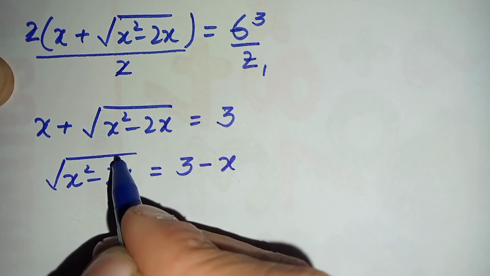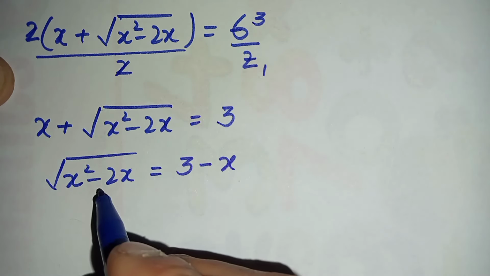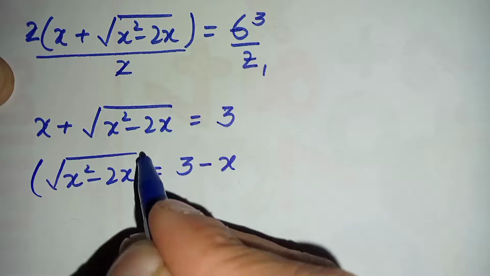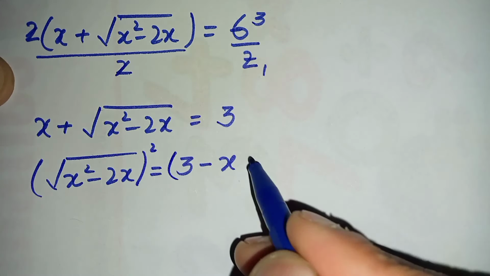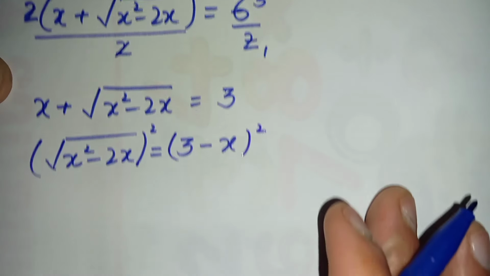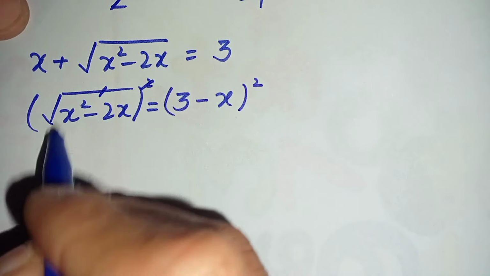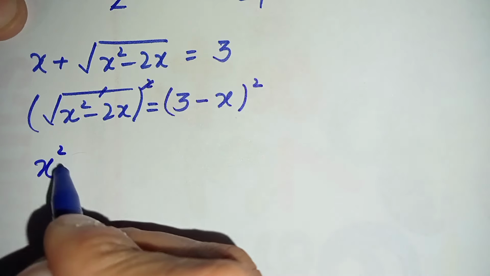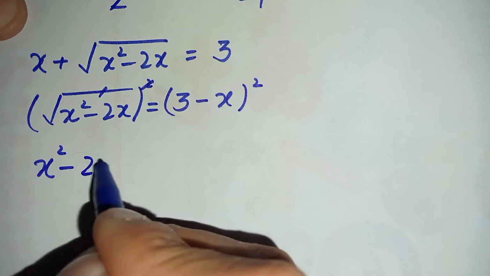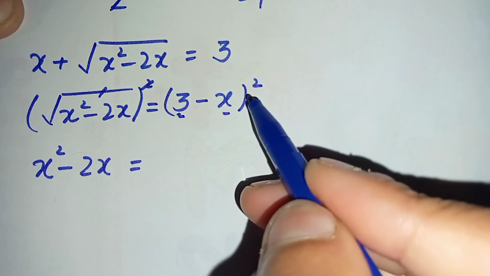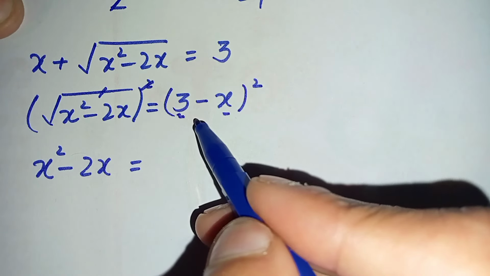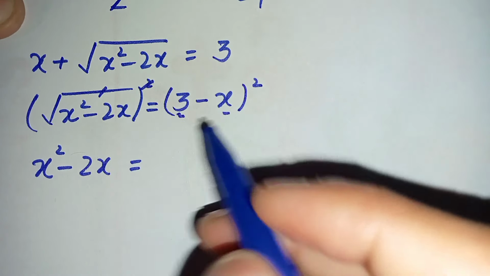Now here we will try to eliminate this one square root from this expression. So again we will take square on both sides to eliminate this square root. So here in the left hand side this square and this square root will be cancelled, so only x square minus 2x will be left, is equal to, and here we will use a negative algebraic identity, a minus b whole square, which is equal to a square plus b square minus 2 times ab.